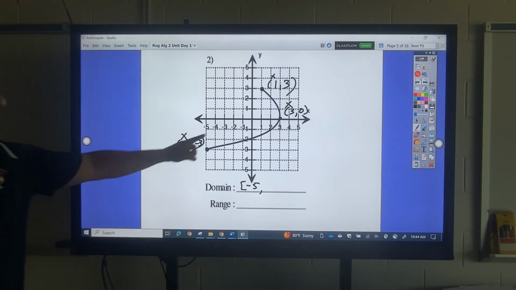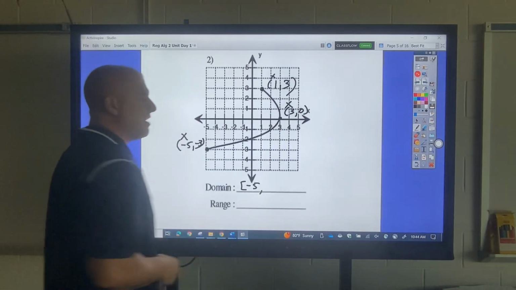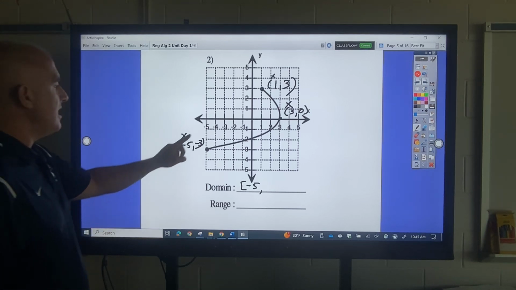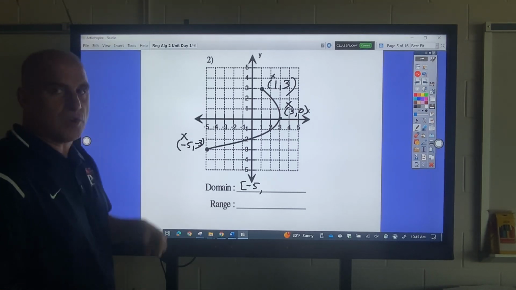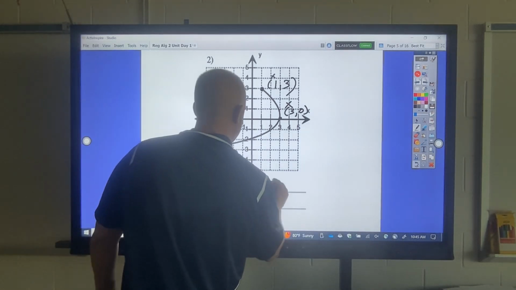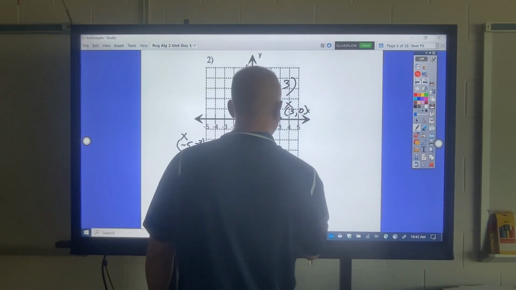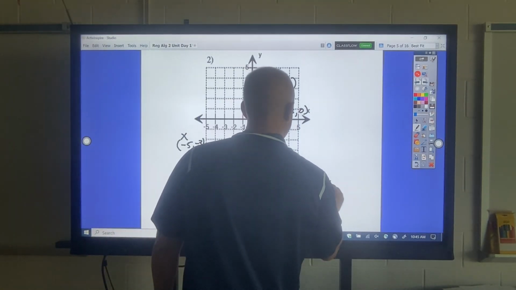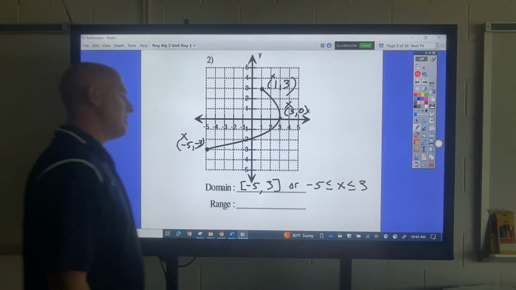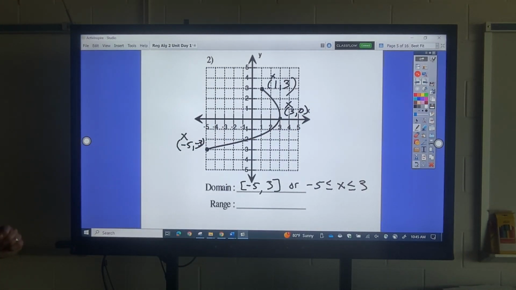What's my biggest x value? It's 3. Now, someone's going to ask, Mr. Evans, how do I know whether that's a filled-in circle or not? Unless you see a big open circle, you can always assume filled in. So that's going to be filled in at 3. So you can write it like this, or like that. The reason why they both have lines underneath them, both square brackets.